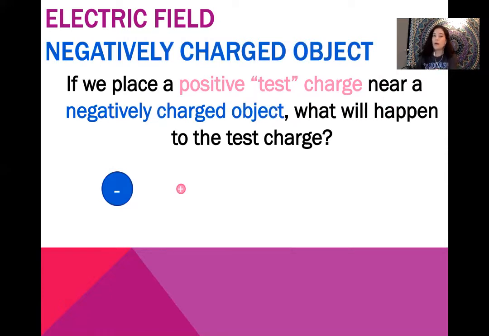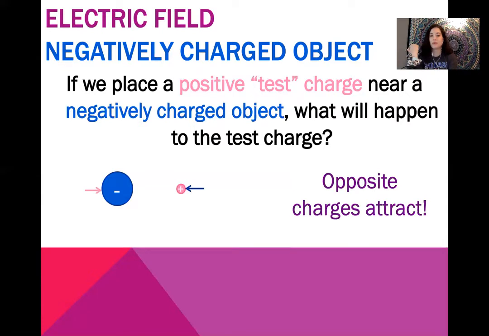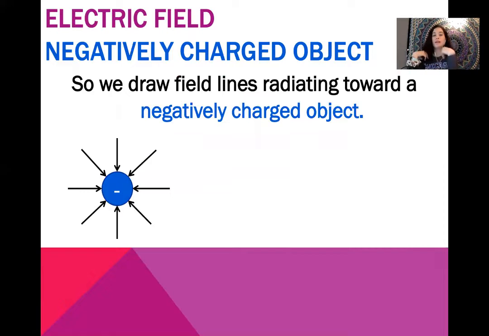So what about if our object is negative? Again, we think about putting a positive charge near it. What's going to happen with our negative object and that positive test charge? Are they going to attract each other, or are they going to repel? Well, opposite charges attract each other, right? So you can see we've got arrows pointing towards the two charges. So we draw our field lines radiating towards a negative object. So for a positive object, our field lines point away from the charge. For a negatively charged object, the field lines point towards it. And again, they have to exist in all directions, not just one.